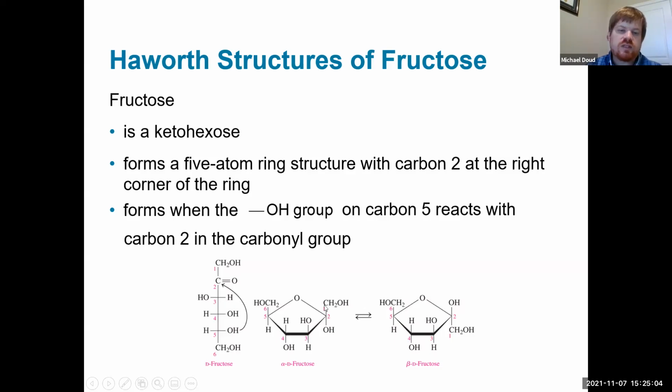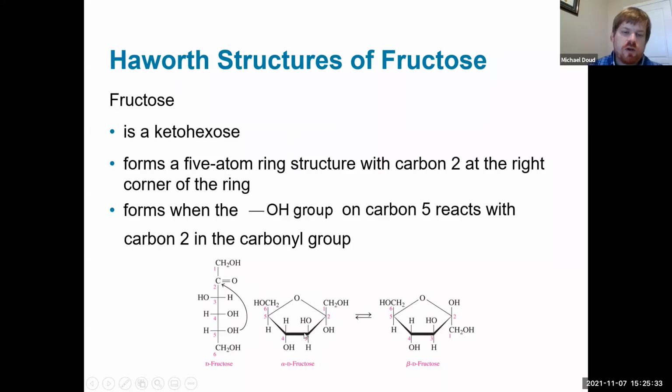Now, the way that this works is here our ketone is going to turn into an alcohol. And that alcohol, if it's pointed down, would be for the alpha structure. And if it's pointed up, would be for the beta structure. So once again, the same thing is true here, where this is our generic template for a Haworth structure. Carbon 2 is going to be at the corner of this pentagon here.